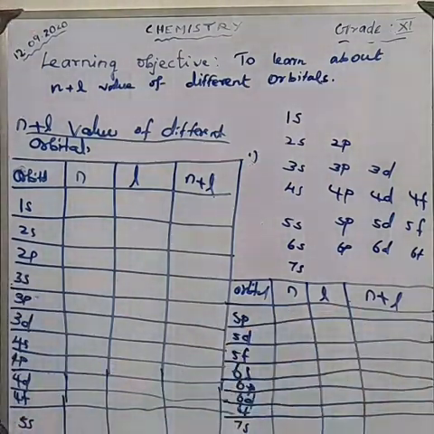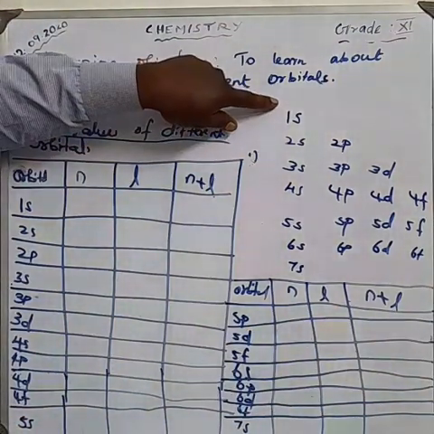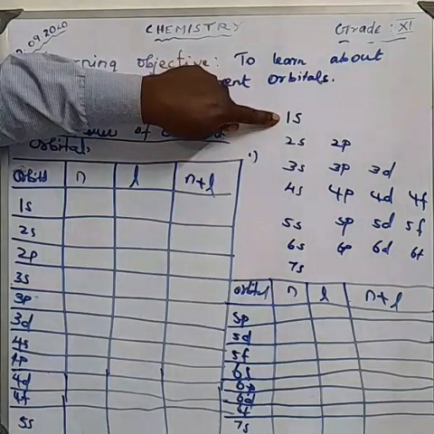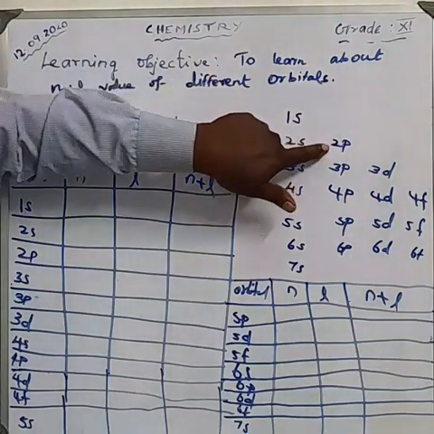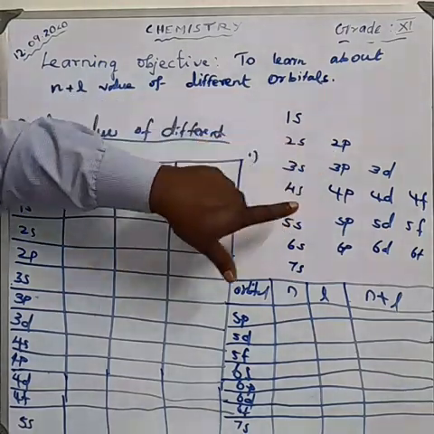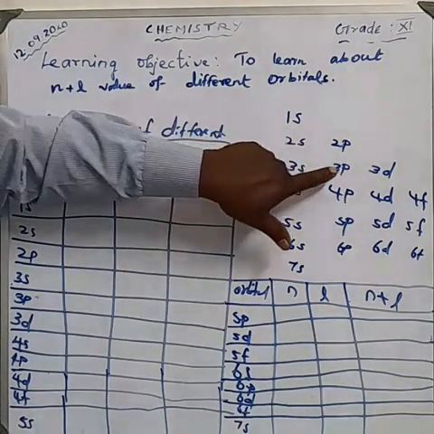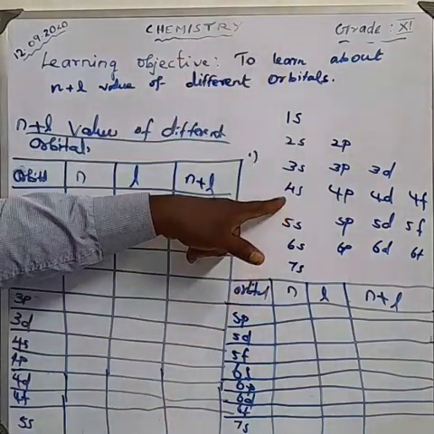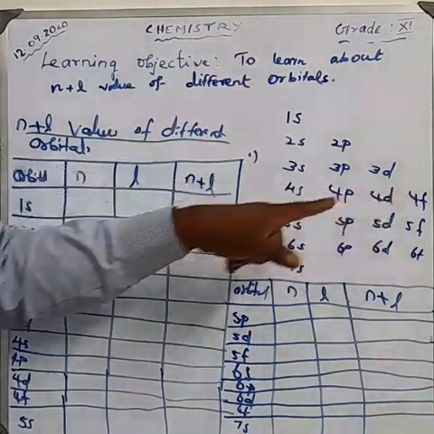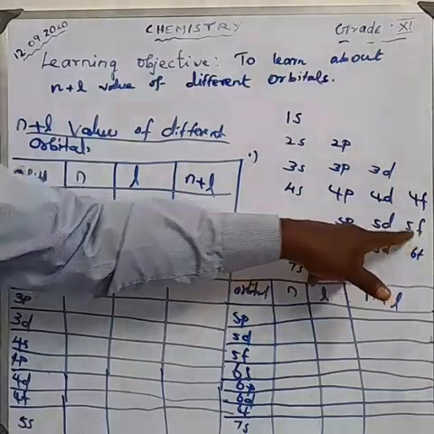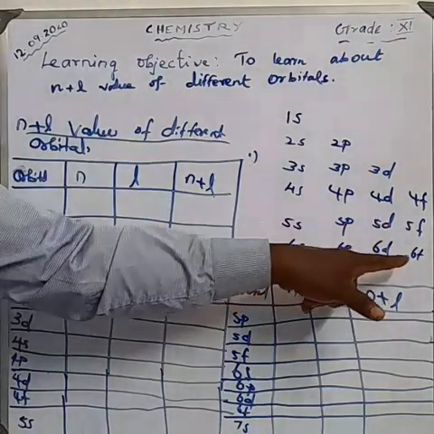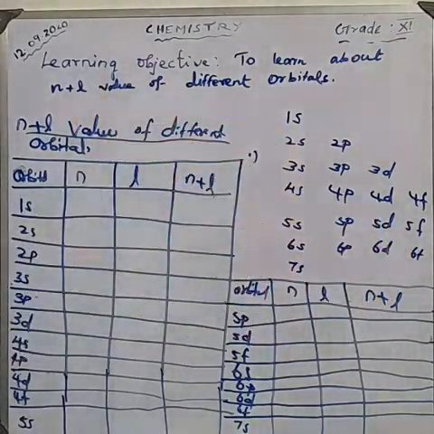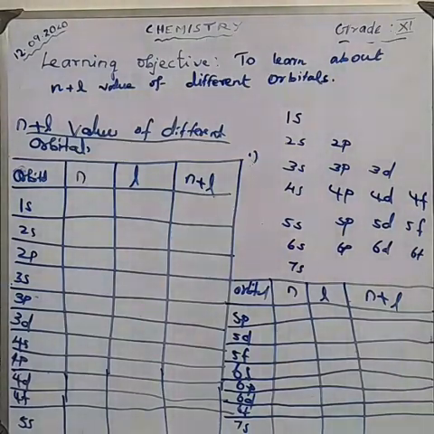Okay, first you will start with the 1s. 1s has only 1; 2s has 2, 2s and 2p. Next 3 has 3: 3s, 3p, 3d. Next one 4, remaining all 4: 4s, 4p, 4d, 4f, 5s, 5p, 5d, 5f, 6s, 6p, 6d, 6f. So it's like that. Okay, clear.